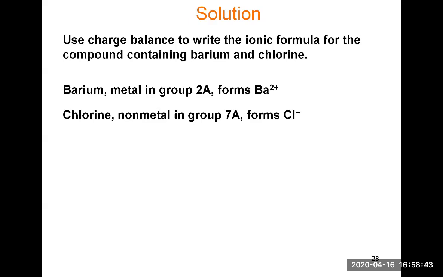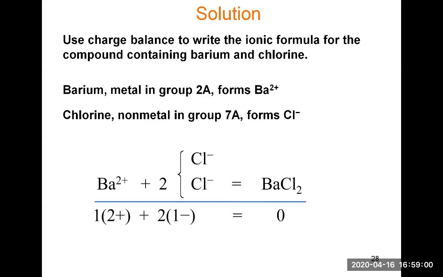And you can do the criss-cross trick. So the 1 from the chloride negative charge will become the subscript for barium, and the 2 from the 2+ of barium will become the subscript for chlorine. And so the formula is BaCl2.